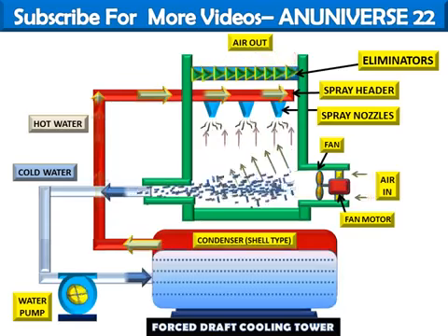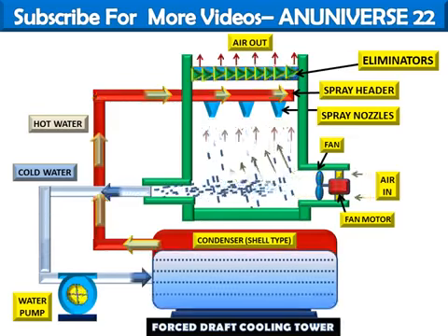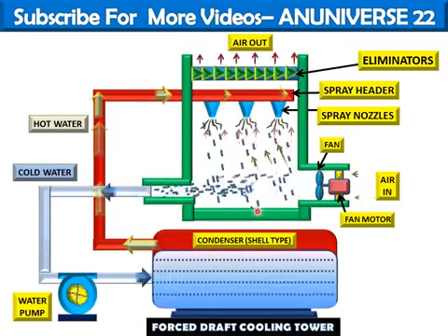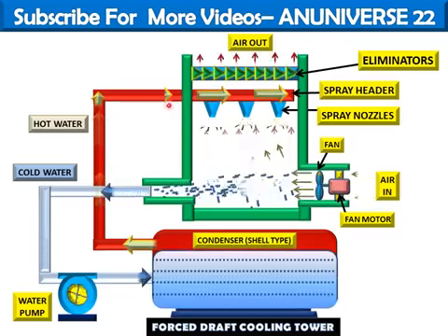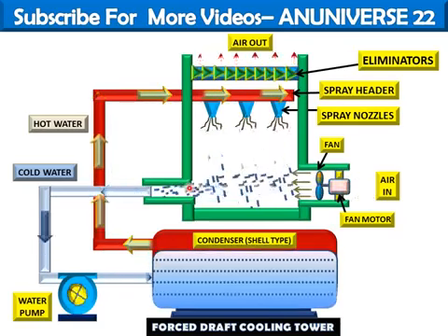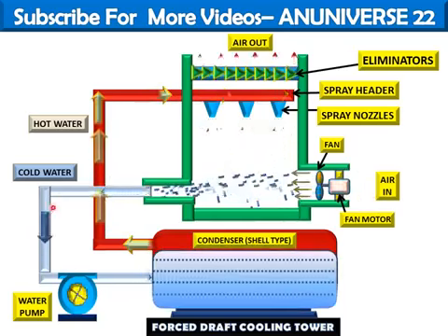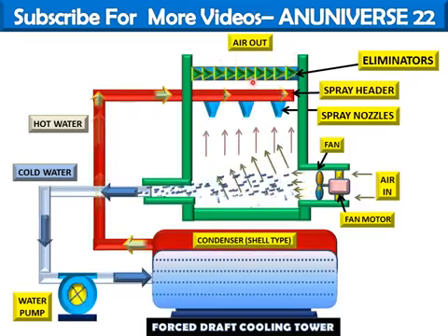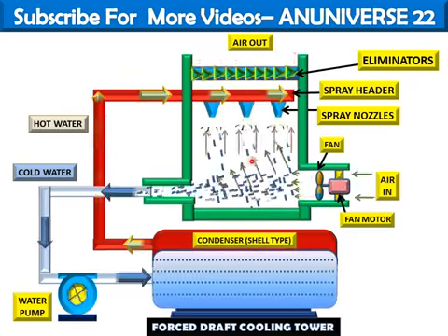Now we can see the main working of the forced draft cooling tower. I repeat again: this is the warm water that is applied through the spray header, then the spray nozzle, and it goes down, and then this cold water is supplied back to the condenser. From here, with the help of the fan, air is applied to the top, and it takes the heat from the hot water and goes out to the atmosphere.